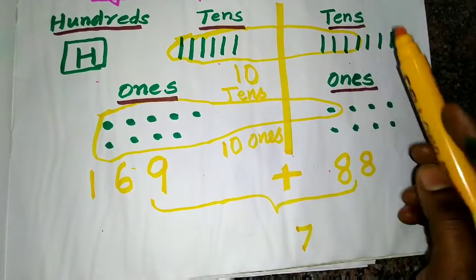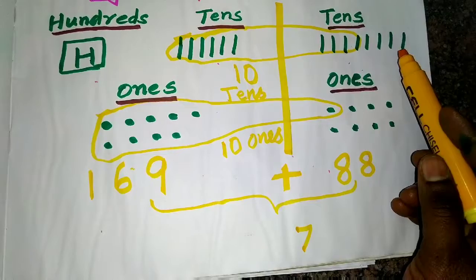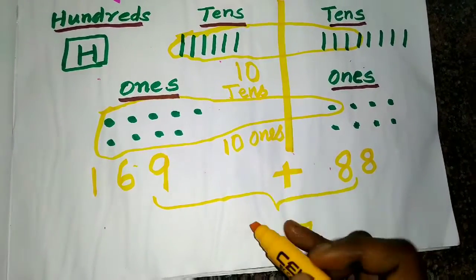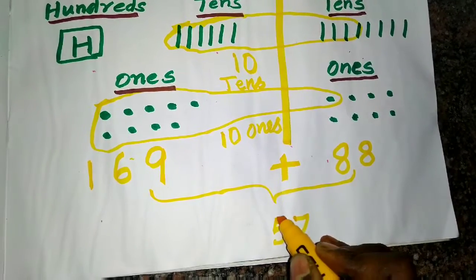10 ones means 1 tens. Already you have existing value as 4 tens. You have to add 4 tens with 1 tens. So 4 tens plus 1 tens equal to 5 tens.